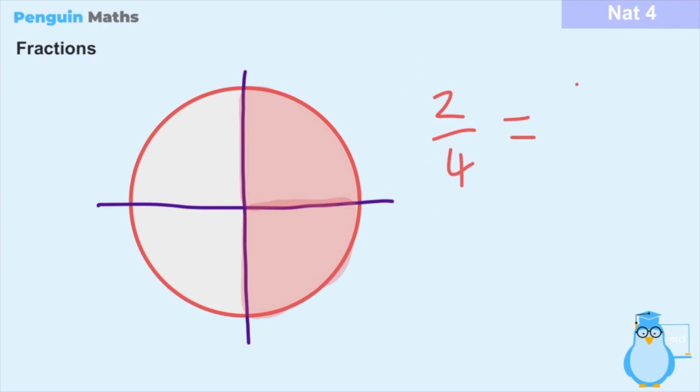And of course 2/4 is just equal to 1/2 or a half, because 2 goes into 2 once and 2 goes into 4 twice. So that's how we can put equivalent fractions in their simplest form, by dividing the top number and the bottom number by a common factor, and in this case it was 2. And of course this makes sense that 2/4 is equal to 1/2, because if you look at this we can clearly see that equals half of the pizza.